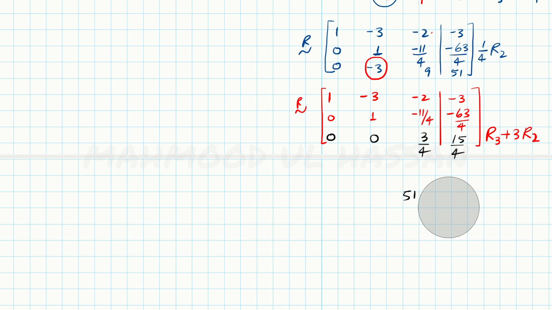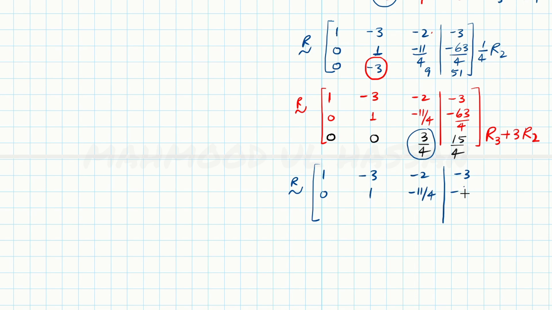So now the next step is you have to make this pivot element 1. So again we have to multiply the reciprocal of this element by row 3. Okay, so again this is row equivalent, so the first row would be the same, that is 1, negative 3, negative 2 and negative 3. The second row would be the same, 0, 1, negative 11 upon 4, negative 63 upon 4.